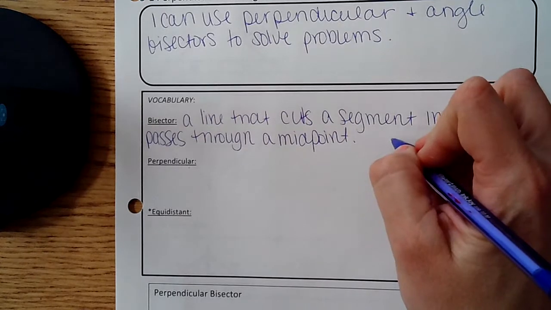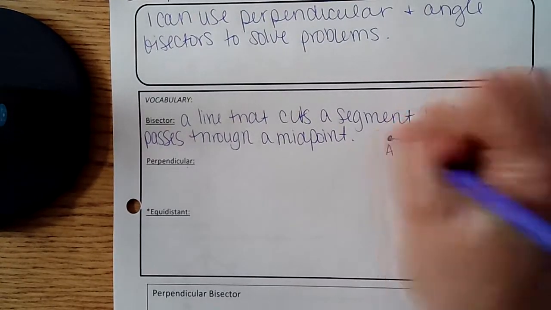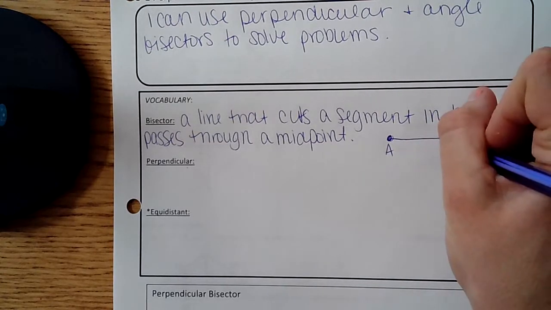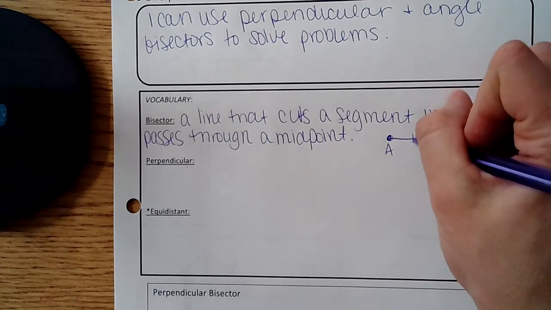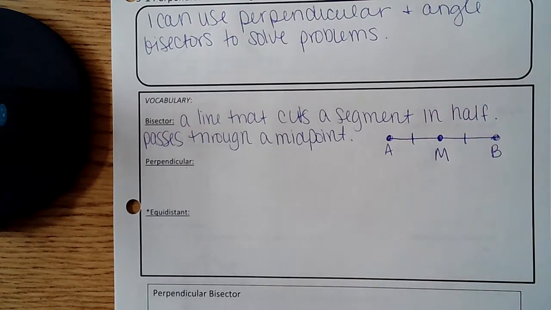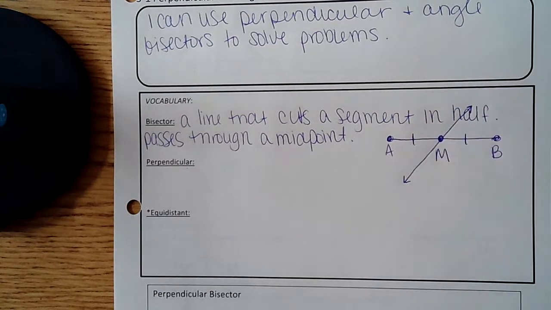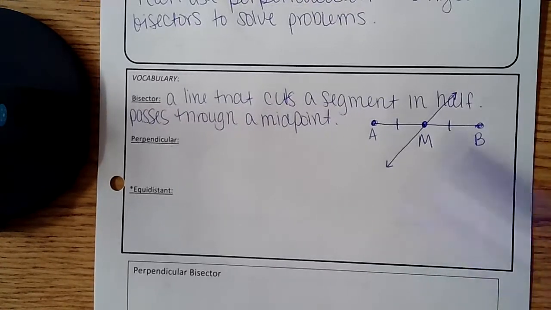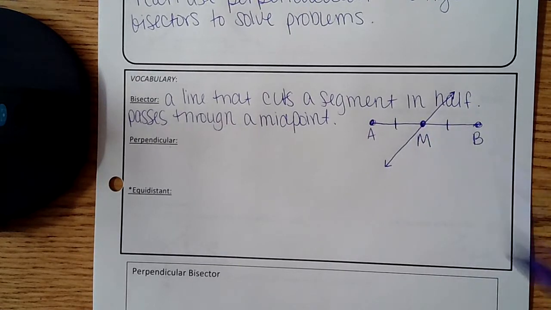So if I have a segment here, we'll call this segment AB. And this is M, which stands for the midpoint. I'm going to show that it's the midpoint by putting my two congruent signs here. If that's the midpoint, a bisector is a line that goes through there. Now, a bisector can go through that line at any angle. We could go through this way, we could go straight up and down, this way, any angle, as long as it's splitting it in half, passing through that midpoint.